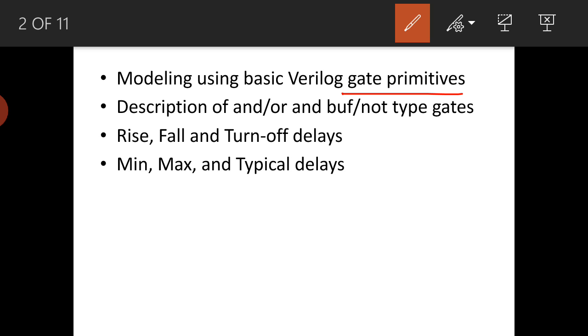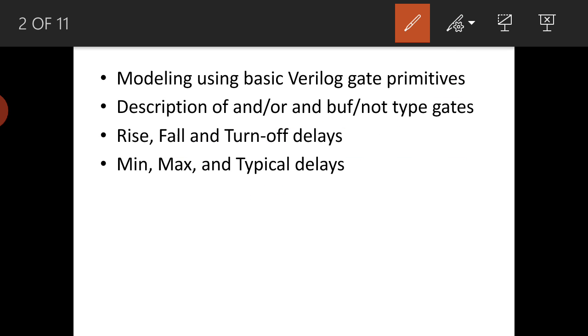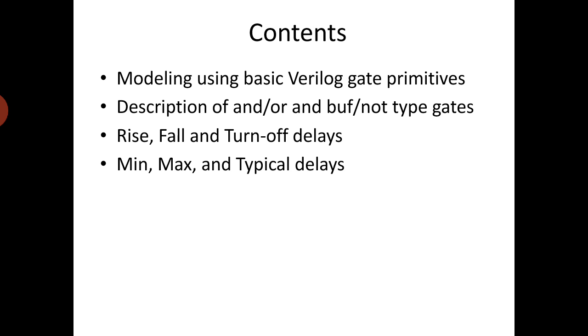The next one: there are 2 types of primitives. One we call AND OR type gates, and the other we call buf not type gates. Then we will see the different delays, like rise, fall and turn off delays, and in turn the minimum, maximum and typical delays. So all these things we will see in gate level modeling.